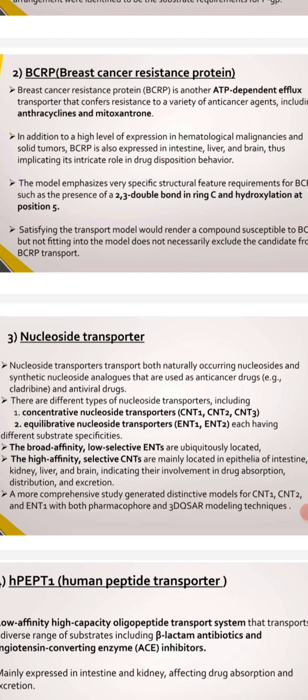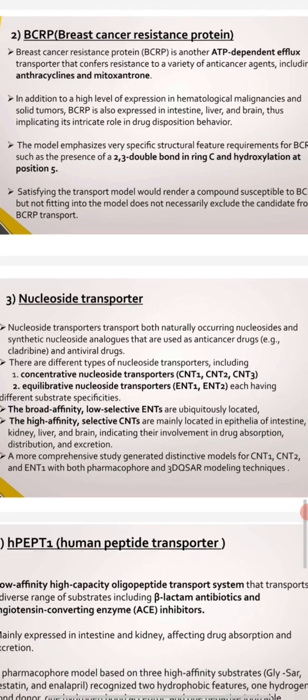The broad affinity, low selectivity ENTs are widely located. The high affinity, selective CNTs are mainly located in the epithelium of intestine, kidney, liver, and brain, indicating their involvement in drug absorption, distribution, and excretion. A more comprehensive study generated distinctive models for CNT1, CNT2, and ENT1 with both pharmacophore and 3D QSAR modeling techniques.